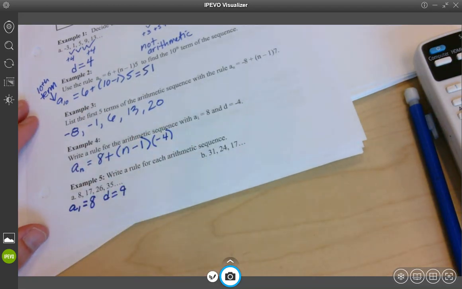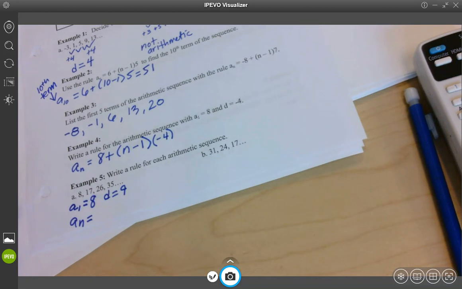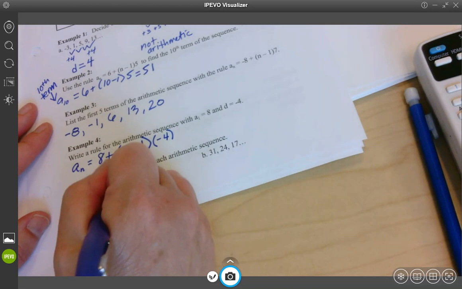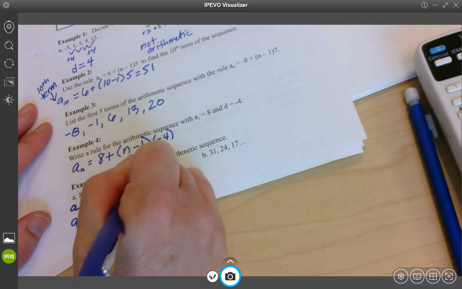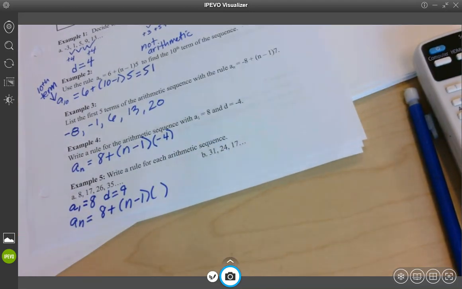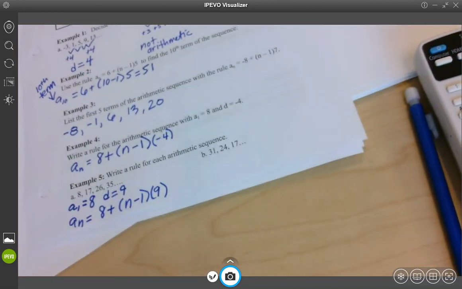So once you have a sub 1 and d, you can write your rule, right? What do I put first? Yes, a sub n here, right? And then this one's going to be 8 because it's a sub 1, plus n minus 1 times what number? 9. Good. Okay.